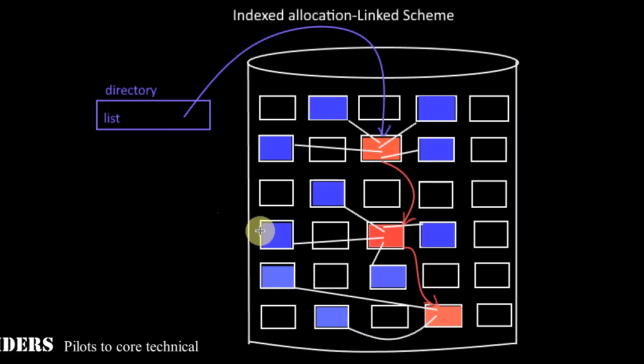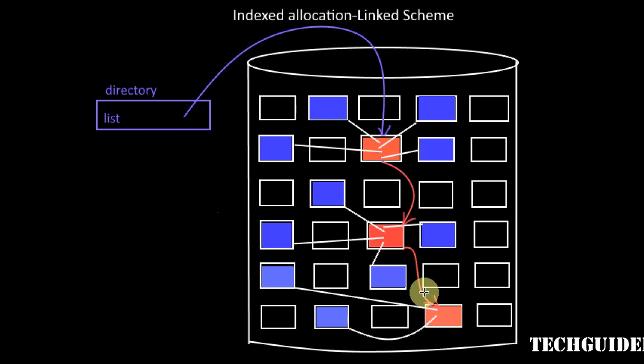So for accessing any particular file block, access the directory first, get the address of the first index block, then follow the linked list to reach the corresponding index block which contains the pointer to the desired file block, and get the desired file block.